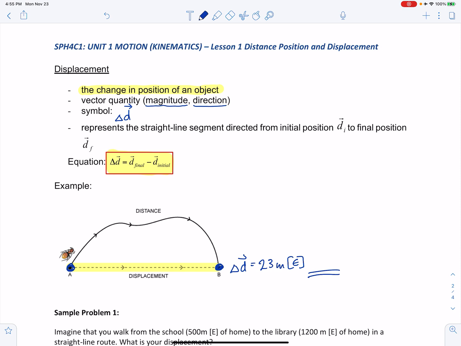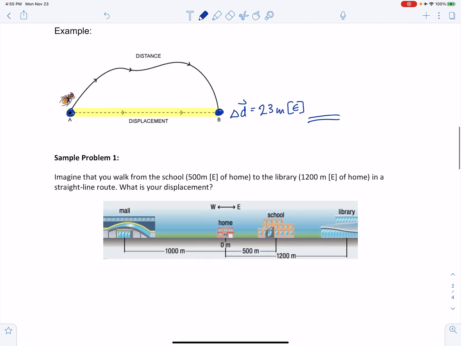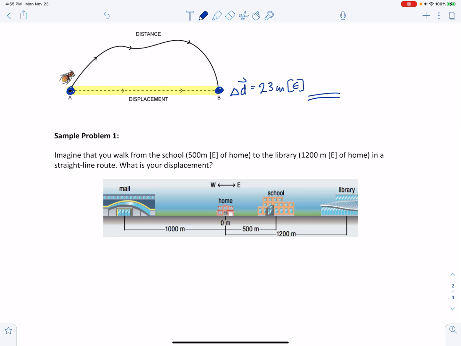Let's try an example. Sample problem number 1. Imagine that you walk from the school 500 meters east of home to the library 1,200 meters east of home in a straight line route. What is your displacement? Whenever you're handling a physics question, you want to read the question and write down what is given in the question.